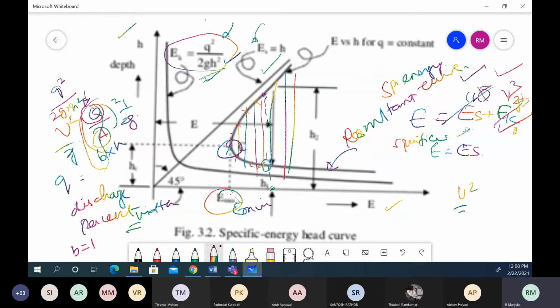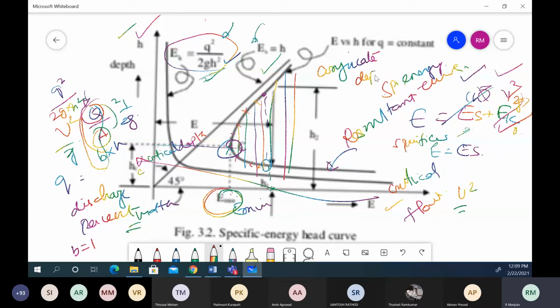Only for one particular value you are getting a single depth of flow, because this is going to be a depth of flow. And where the specific energy is minimum, you will be getting only one flow, and this is called your critical flow. This depth is called critical depth. Above this and below this, you are having two depths, and these two depths are called conjugate depths. We are going to discuss how we are going to derive the conjugate depths.